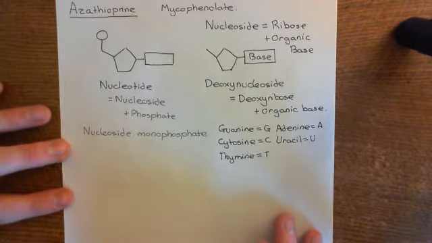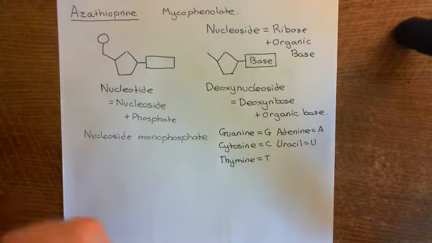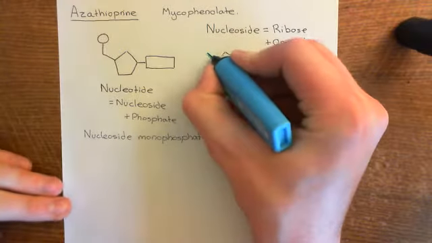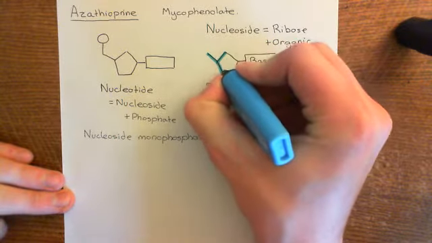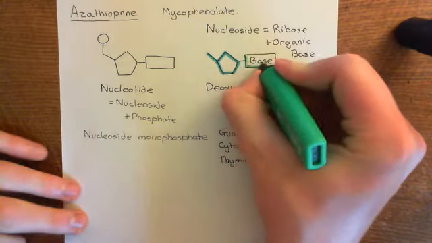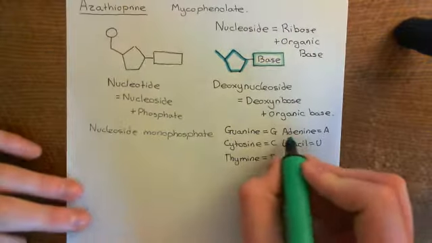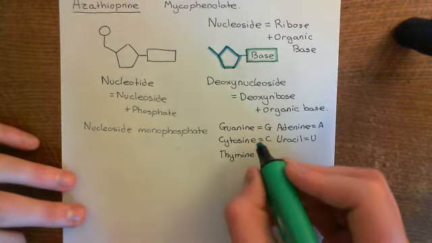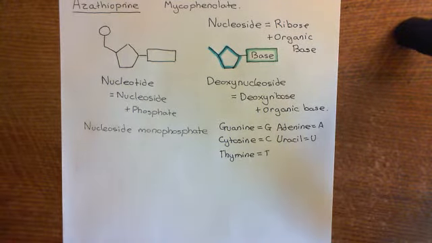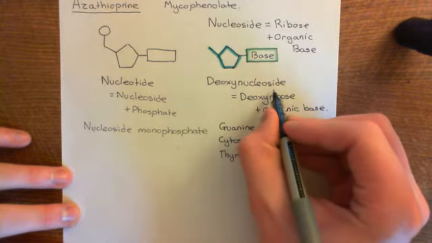Okay, so we've discussed that a nucleoside is the name for a ribose sugar with an organic base bound off it. So here is the ribose sugar in blue, and then we have an organic base coming off the side here in green. And the organic base can be one of these 5 here, although there are more, but these are the most famous organic bases.